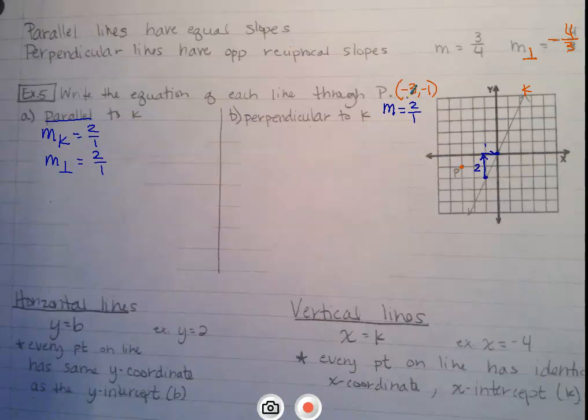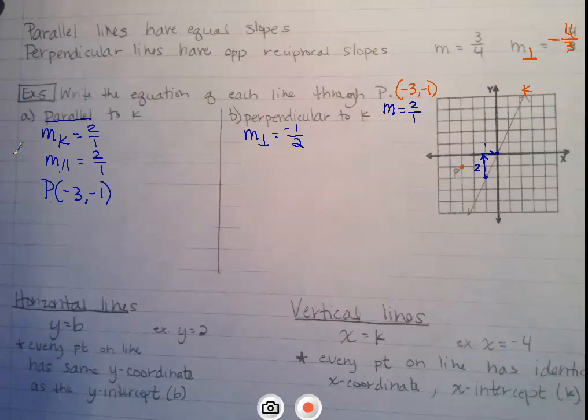Right, I know it has to go through point P, which is (-3, -1). Wait, you said the perpendicular slope is the opposite reciprocal, so wouldn't that equal -1/2? Yes, if we were looking at m for the perpendicular line, it would equal -1/2. I drew that here, but it should have just been m for the parallel line. I'm sorry, is that what you're talking about? Yeah, good call.